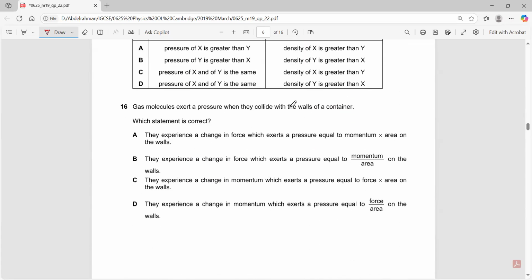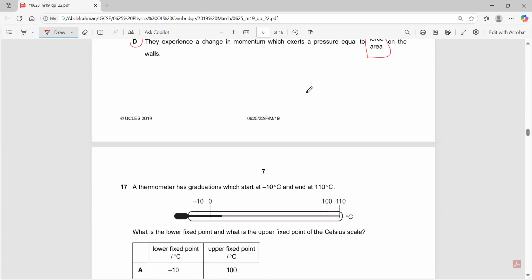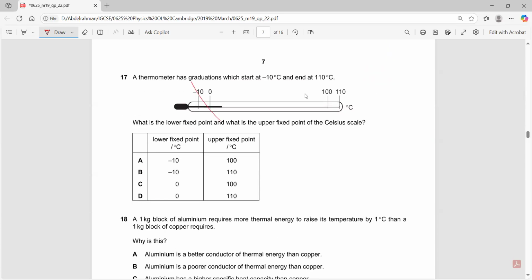16. Gas molecules exert pressure when they collide with the walls of the container. Which statement is correct? They experience a change in force? No, they experience a change in momentum, which exerts a pressure equal to force over area. Is pressure equal to force over area? No, it's force over area, not force times area. 17 is cancelled.